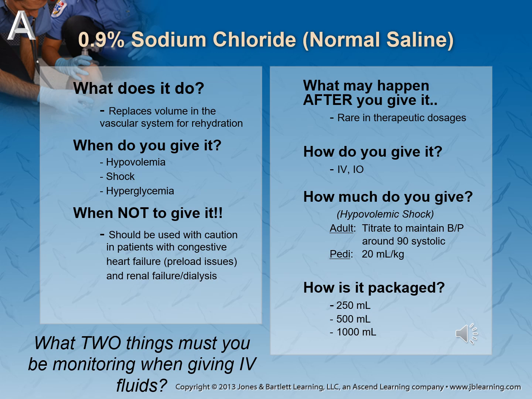In pediatrics, 20 mLs per kilogram to maintain a good normal blood pressure for them. It can be packaged in 250 ml bags, 500 ml bags, and 1,000 ml bags. Anytime you're infusing a medication like saline, remember our goal is blood pressure. So what's the MAP? Remember what MAP is? It's mean arterial pressure. So it's the average arterial pressure throughout one cardiac cycle that includes systole and diastole. The normal MAP is 60 to 80, with 70 being the target range.